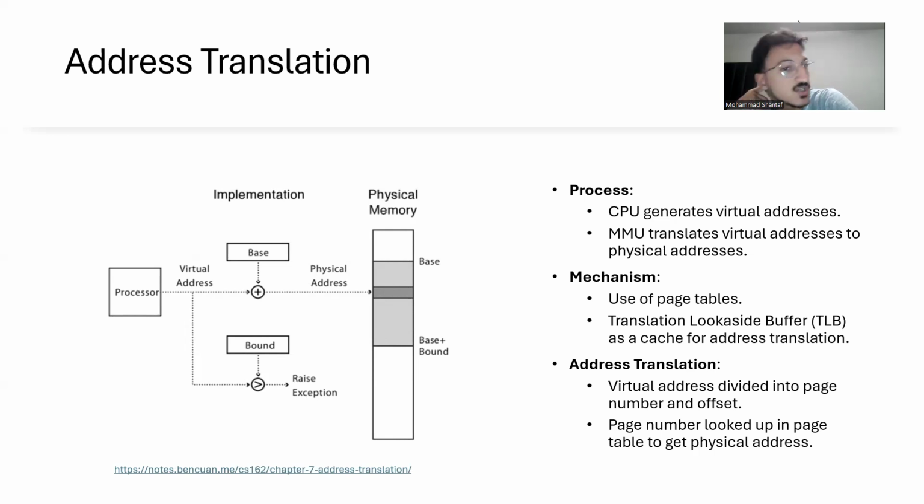The page number is looked up in the page table to get the physical address. That's how it's done. Here to our left, it shows how the whole address translation process goes. It goes from the processor, and from there it becomes a physical address, which is then stored in our physical memory that we just talked about. And then we can look that up with page tables in our physical memory.